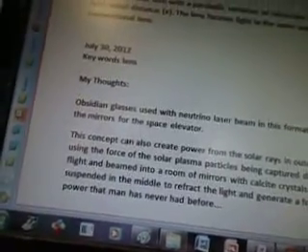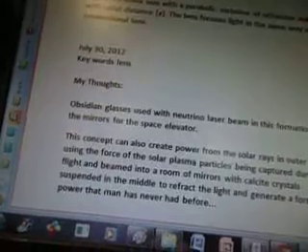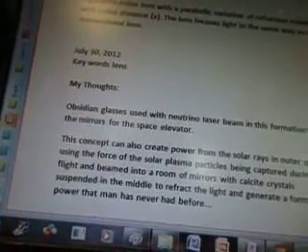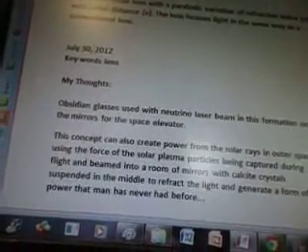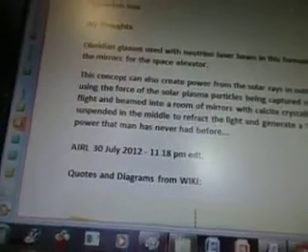July 30th, keyword: lens. My thoughts. The obsidian glass is used with neutrino laser beams, and this information on the mirrors for the space elevator. This concept can also create power from the solar rays in outer space, using the force of the solar plasma particles being captured during flight and beamed into a room of mirrors with calcite crystals suspended in the middle to refract the light and generate a form of power that man has never had before.